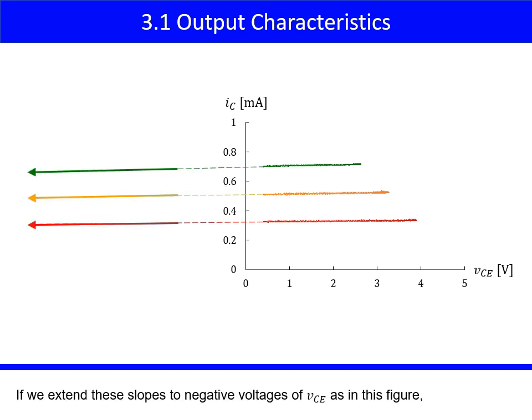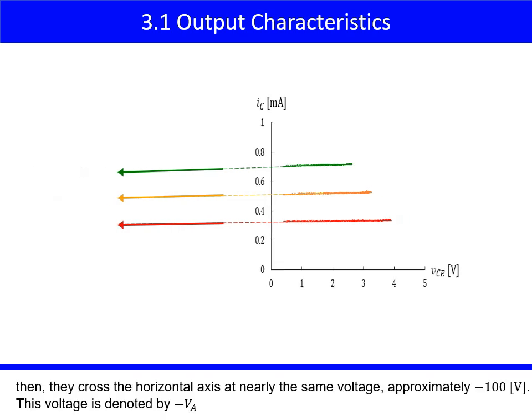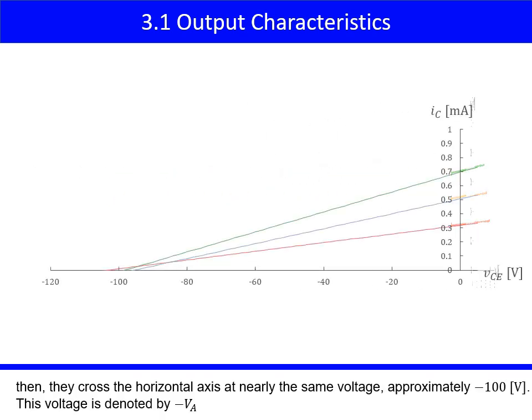If we extend these slopes to negative voltages of VCE as in this figure, then they cross the horizontal axis at nearly the same voltage, approximately negative 100 volts. This voltage is denoted by negative VA.